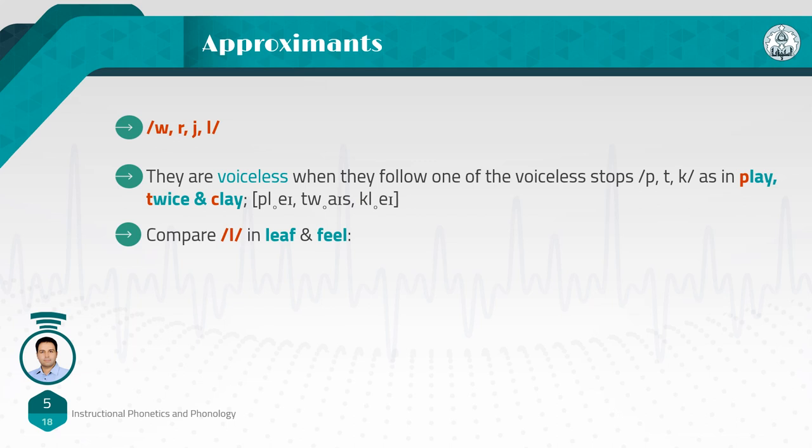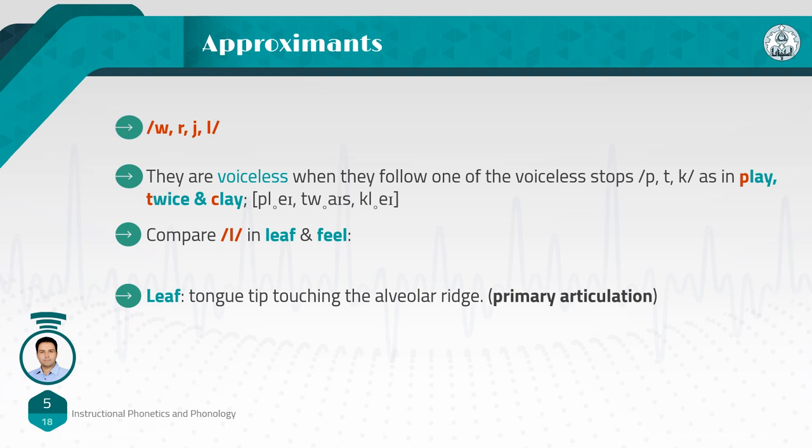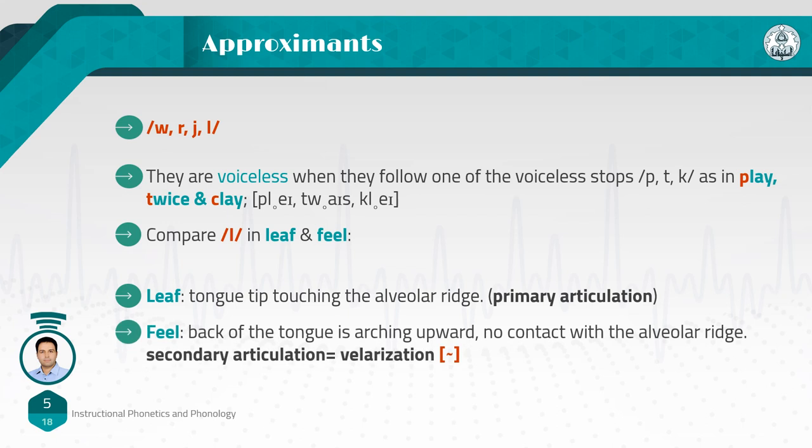Compare l in leaf and feel. What is the difference between the two? What about the posture of the tongue when you pronounce l in leaf and when you pronounce l in feel? When you say leaf, the tongue tip touches the alveolar ridge. It is primary articulation. But when you say feel, the back of the tongue is arching upward and there is no contact with the alveolar ridge. It is called secondary articulation or velarization.